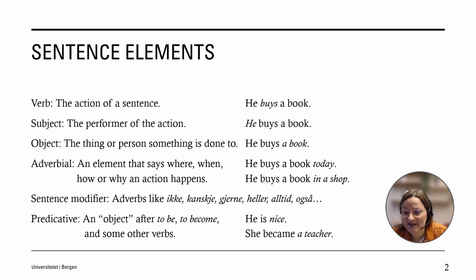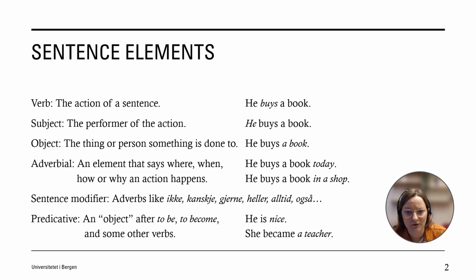To get a better understanding of the Norwegian word order, it is needed to have a good understanding of certain sentence elements, what function a word has in the sentence. Subject, objects, verbs, and adverbials are examples of sentence elements. Let's go through them. First, we have the verb. This is the action of a sentence. For example, he buys a book.